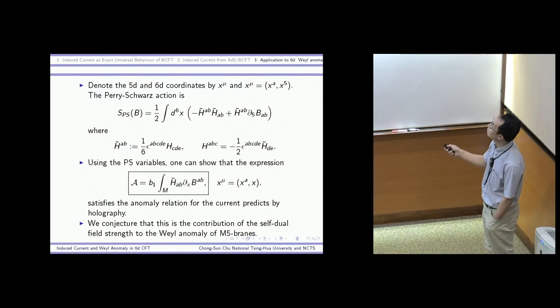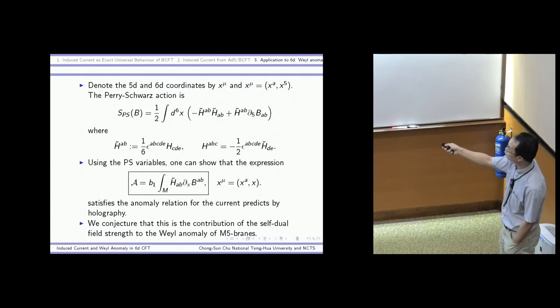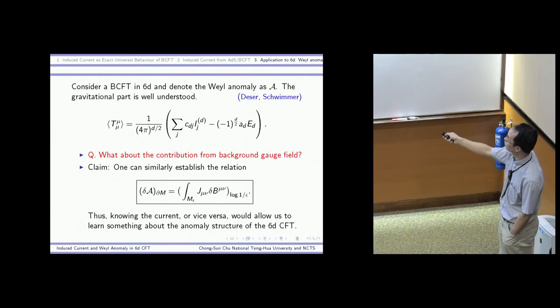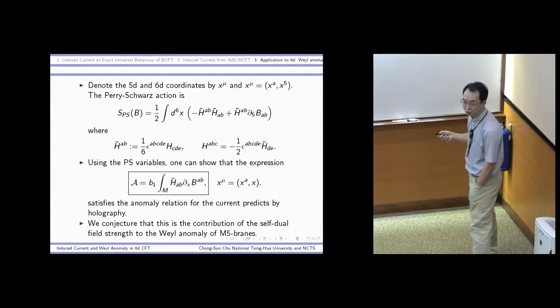If I split the six-dimensional coordinate into x^a and x^5, a space-like coordinate, this is what Perry and Schwarz did. This is the action, and they show that this action gives the self-duality equation as an equation of motion. It's a well-known thing. Using this variable, I can check that the current anomaly relation I wrote down can be solved in terms of the Perry-Schwarz variable. So this is the solution, and this is our prediction, you may say, for the anomaly for the M5-brane.